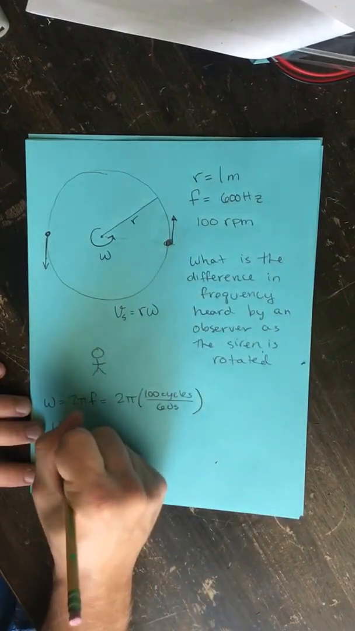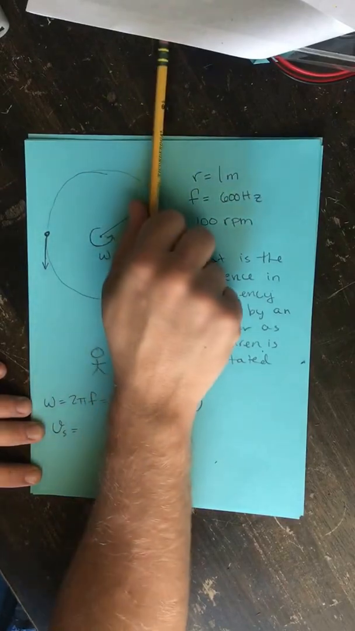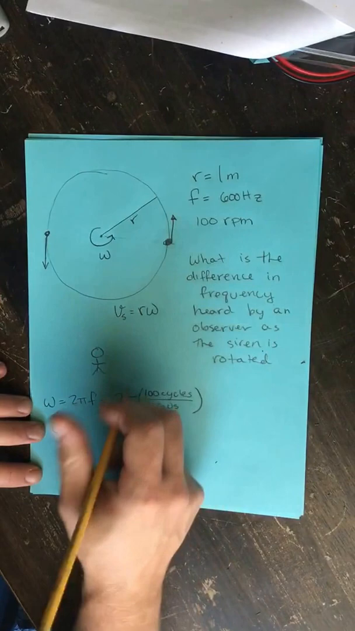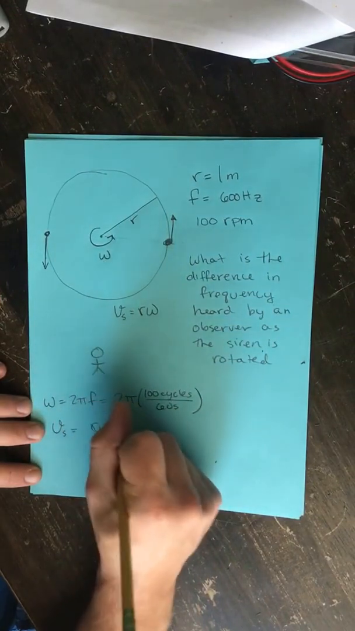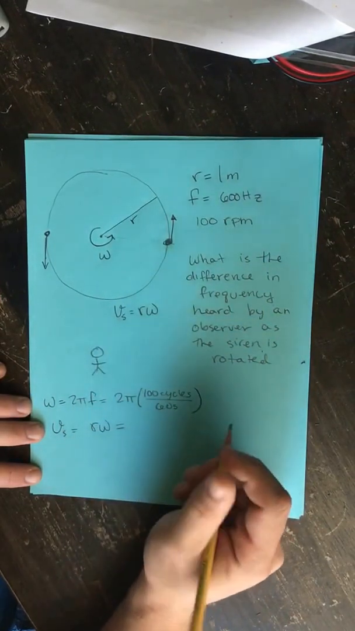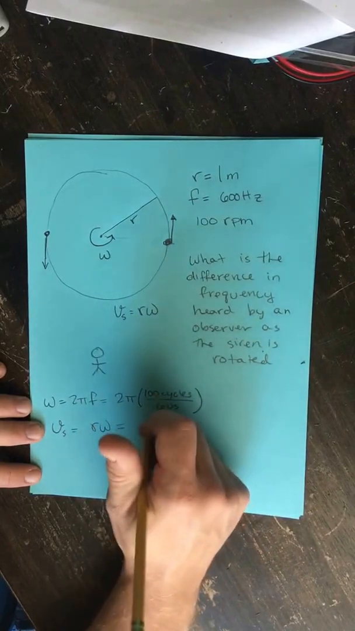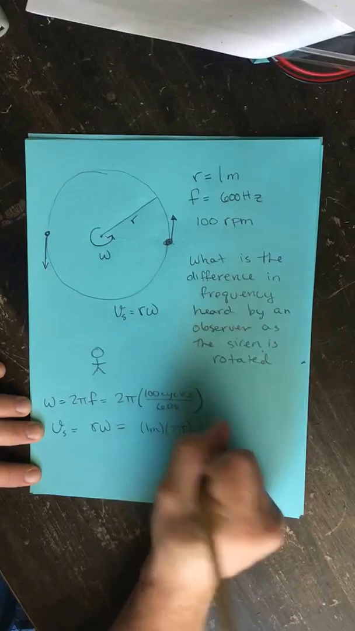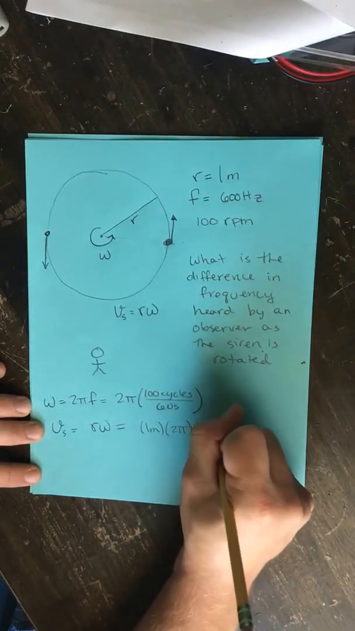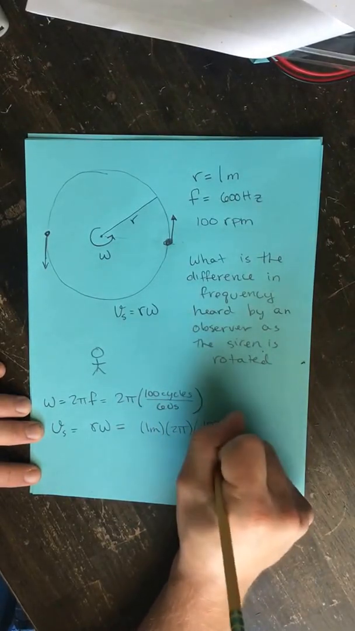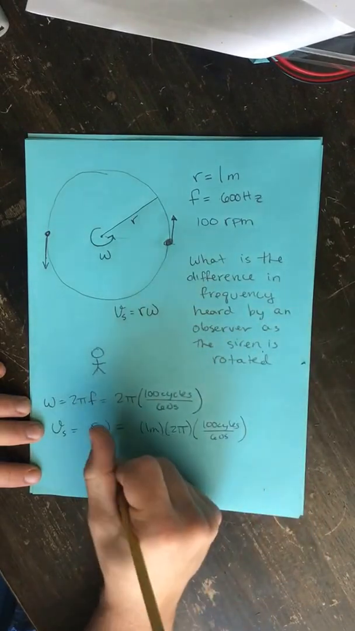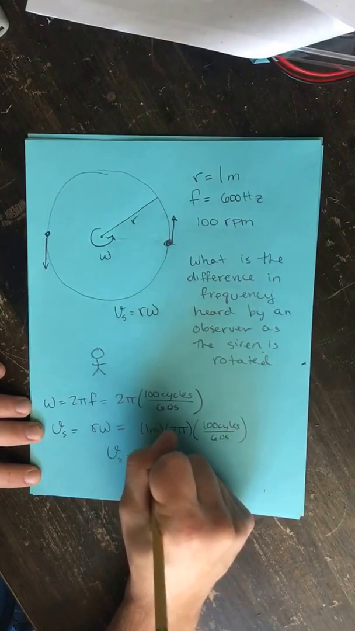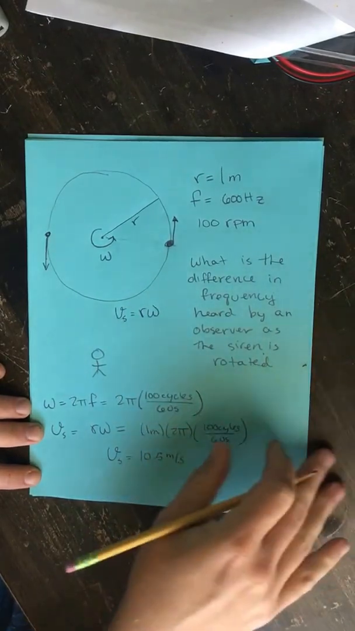And so the speed of the source then, which is going away from the observer over here on the right-hand side and towards the observer over here on the left-hand side, is going to be equal to r times that angular frequency omega, which is equal to 1 meter times 2 pi radians times 100 cycles in 60 seconds. And it gives us that the speed of the source is equal to 10.5 meters per second.